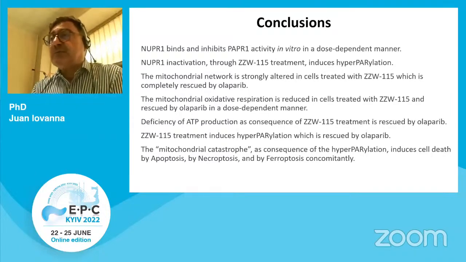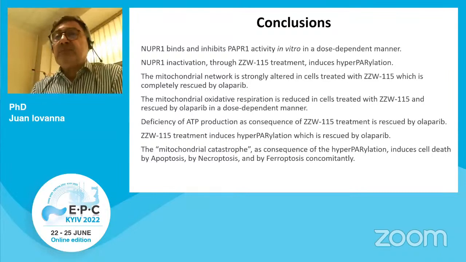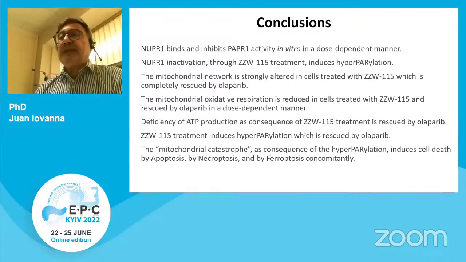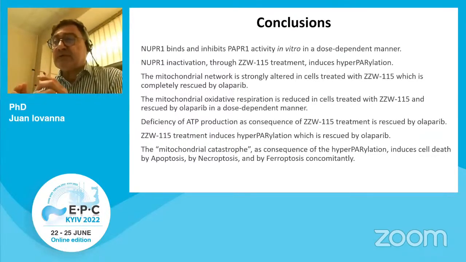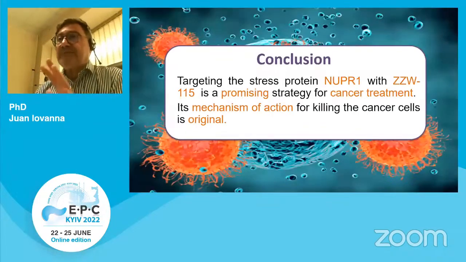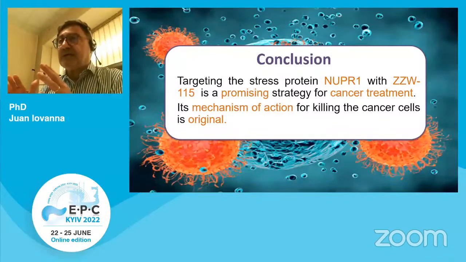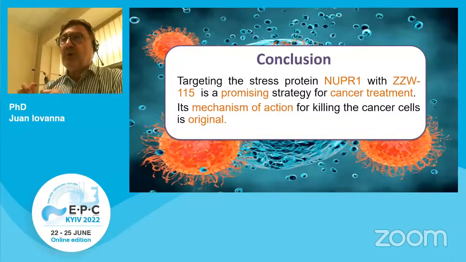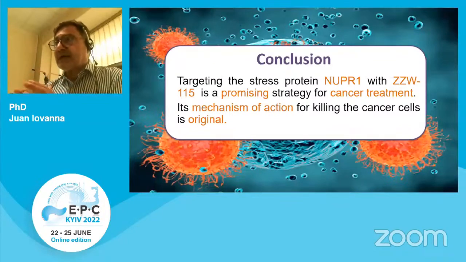ZZW115 treatment is rescued also by olaparib. ZZW115 treatment induced hyperparylation, which is rescued by olaparib. And finally, the mitochondrial catastrophe as a consequence of the hyperparylation induced cell death by apoptosis, necroptosis, and ferroptosis concomitantly. As a final conclusion, we can say that targeting the stress protein NUPER1 with the pharmacological compound ZZW115 is a promising strategy for cancer treatment, and its mechanism of action for killing the cancer cell is really original.